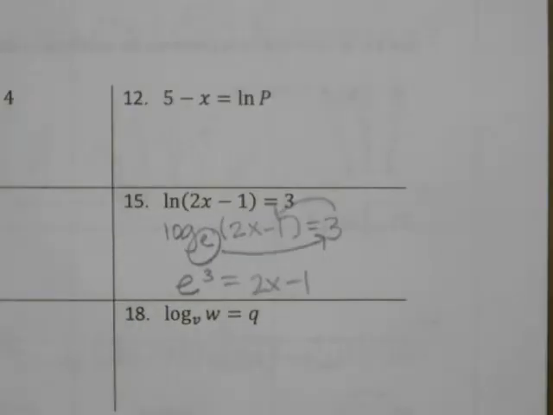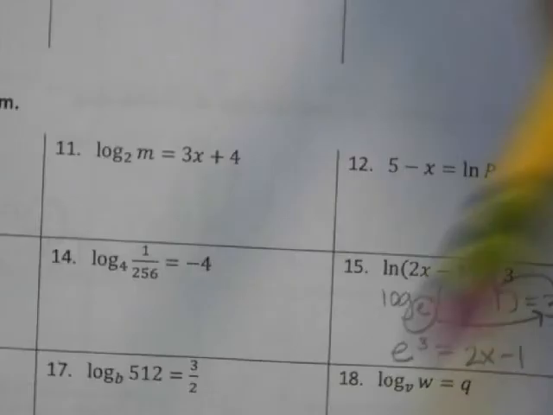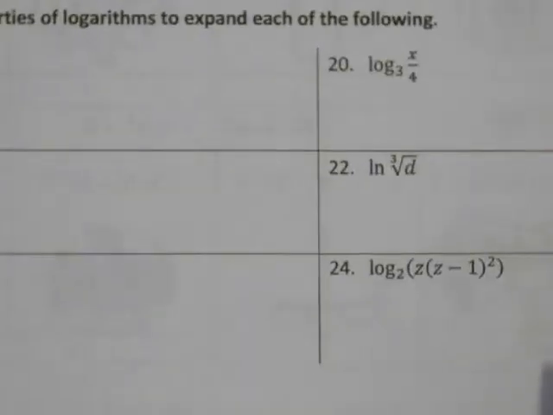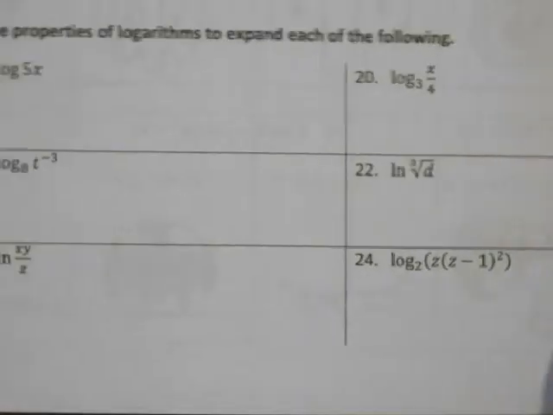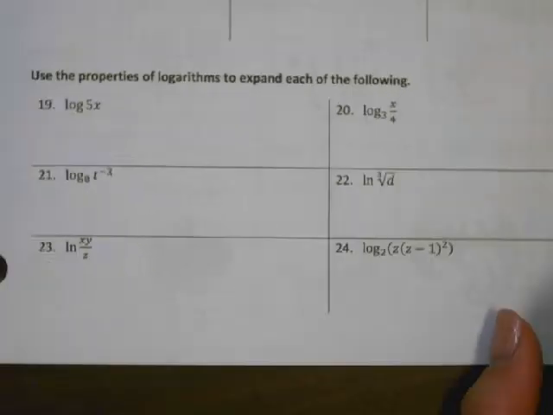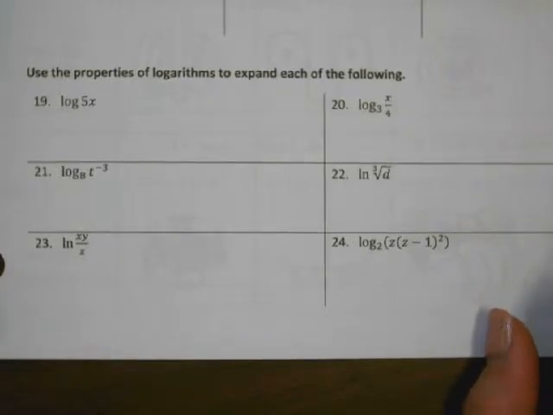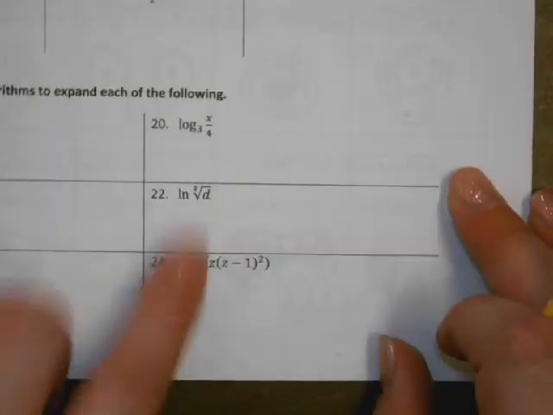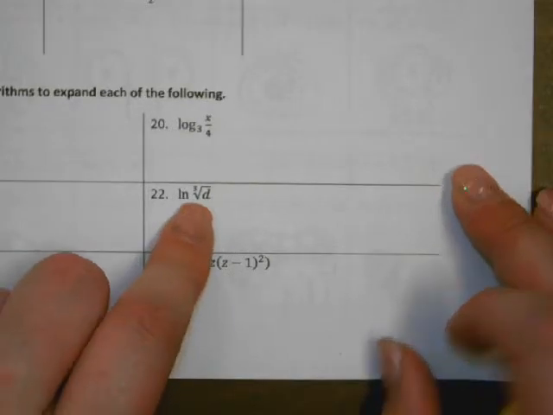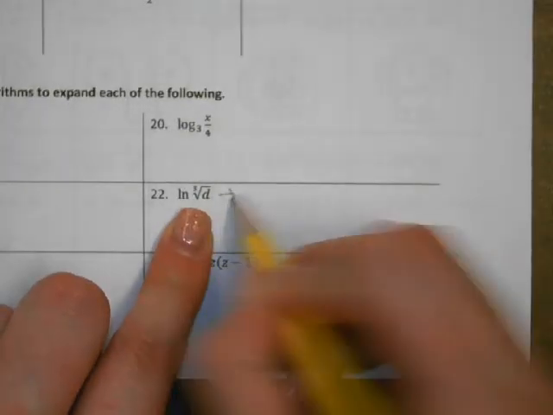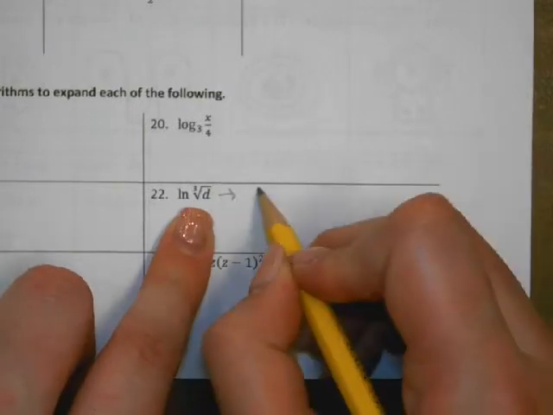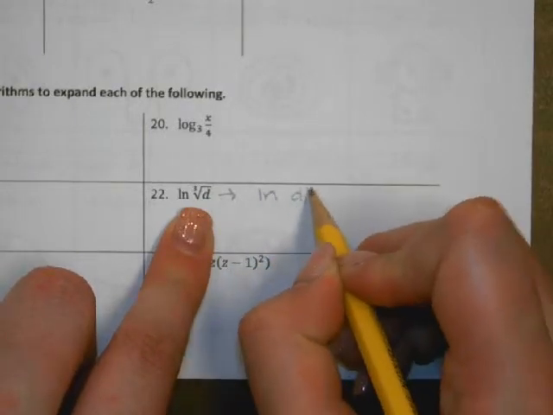So 1 through 18, we feel comfortable with those? We're good? Okay. Are we ready to look at one of the expanding problems? Yes? Okay. So the expanding problems, they start off a little bit more simple, and then the further you go in that section, the more complicated they get. Are we good with 19 through 24, or do we want to do one of those? 24? Okay. Now, your clue for 22 is that you can rewrite this as ln of d to the 1/3.